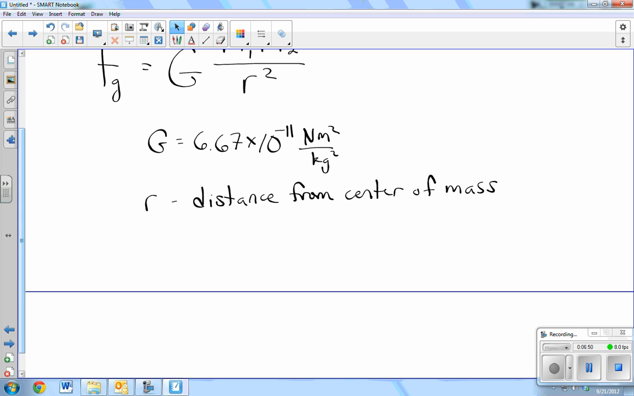R is the distance from the center of mass. Not from the surface of the Earth, not from the surface of the moon, but from the center of the moon, or the center of Earth. It's really, really important that you make it the center, because it changes your numbers dramatically.